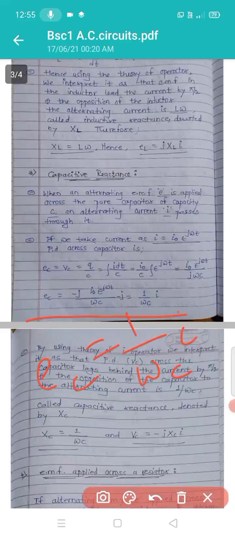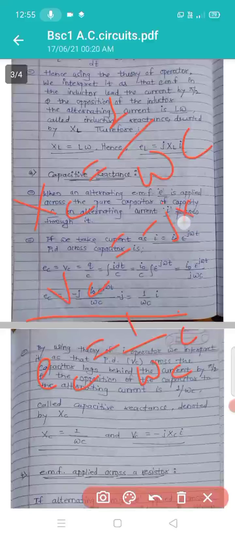By using the theory of j operator, we interpret it as the potential difference across the capacitor lags behind the current by pi by 2, and the opposition of the capacitor to the alternating current is 1 upon omega C, called the capacitive reactance, denoted by Xc. Xc is the capacitive reactance, that is equal to 1 upon omega C, and Vc is equal to minus j Xc into I.